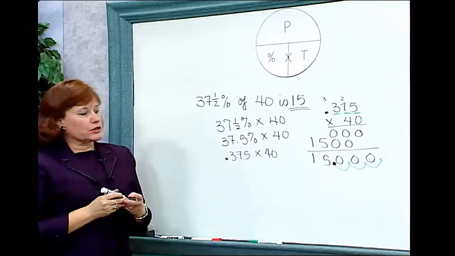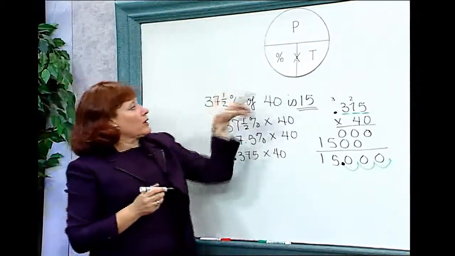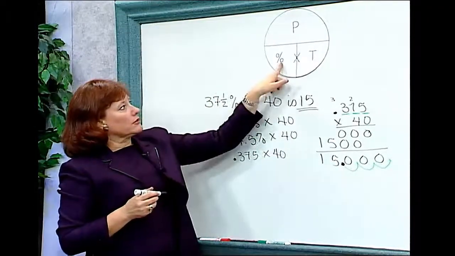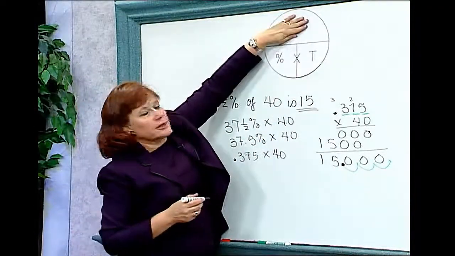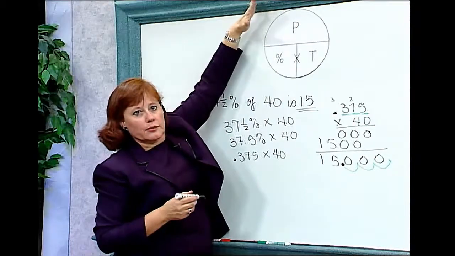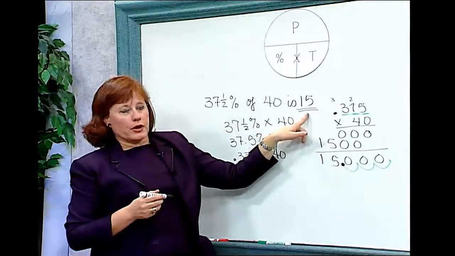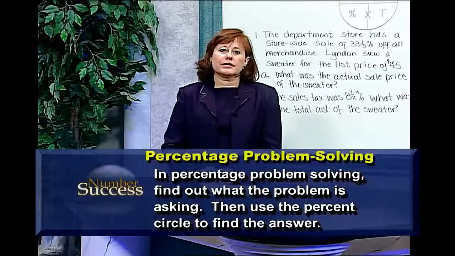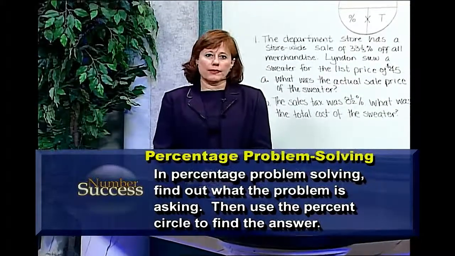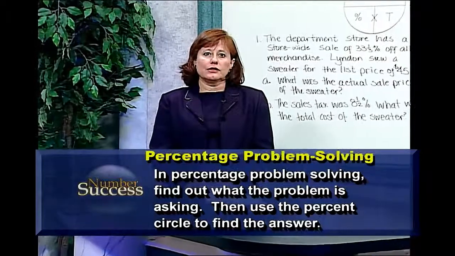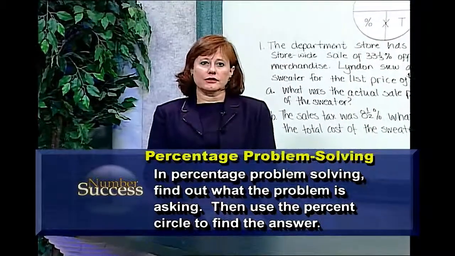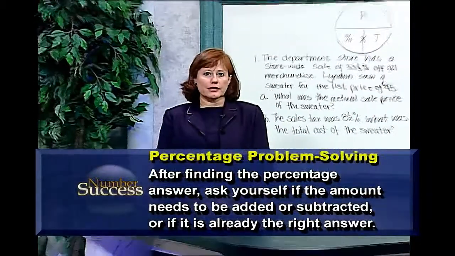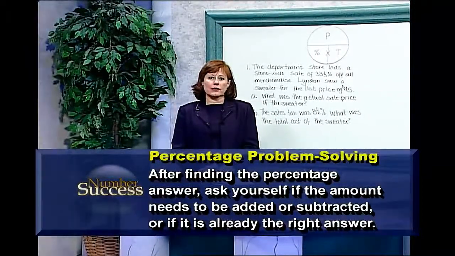I used the percentage circle to find that when I knew the percent and the total, I needed to multiply them together to get the part. 15 is the part of 40 that is 37.5%. In percentage problem solving, find out what the problem is asking. Then use the percent circle to find the answer. After finding the percentage answer, ask yourself if the amount needs to be added or subtracted, or if it is already the right answer.